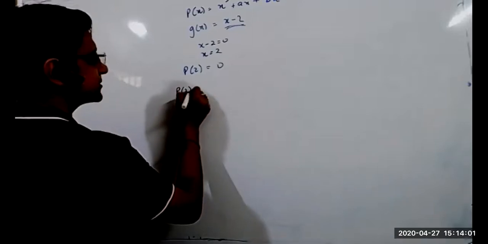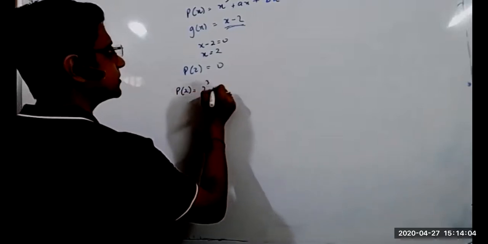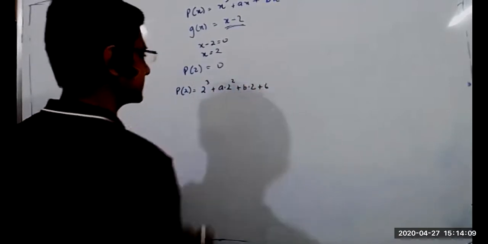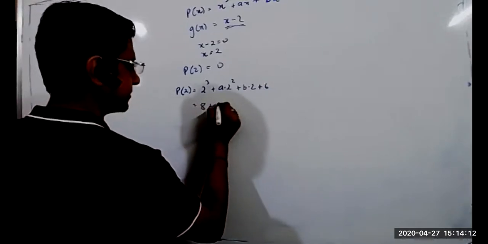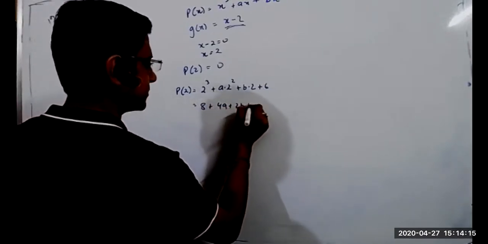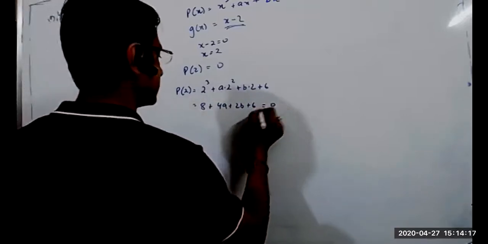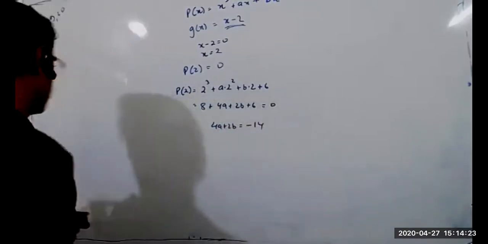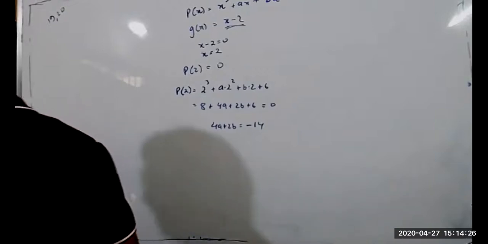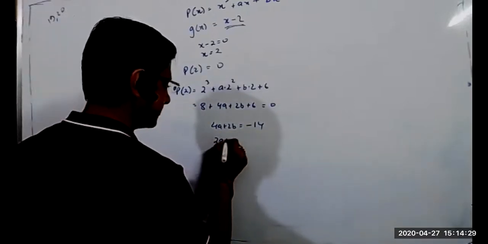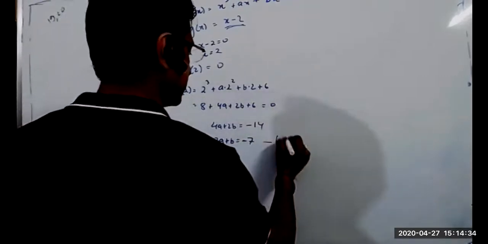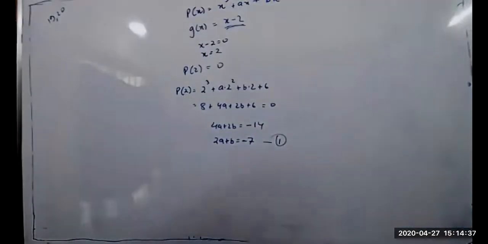Find the value of P2 first. 2 cube plus a into 2 square plus b into 2 plus 6. That is 8 plus 4a plus 2b plus 6, which is 14. So 4a plus 2b plus 14 equals 0, giving 2a plus b equals minus 7. Any doubt? This is the first equation: 2a plus b is equal to minus 7.